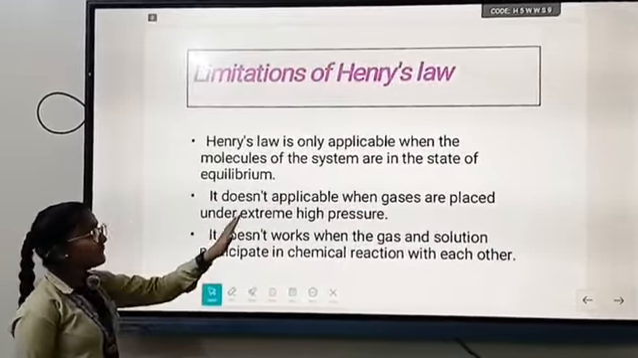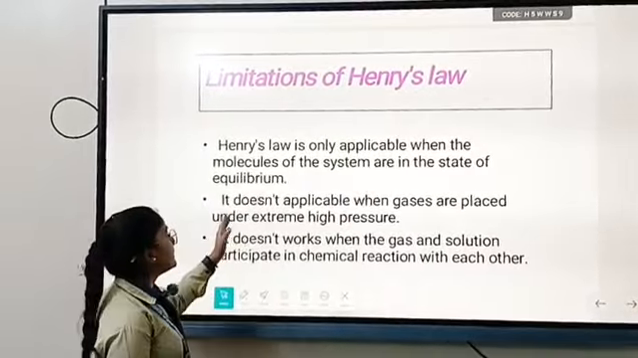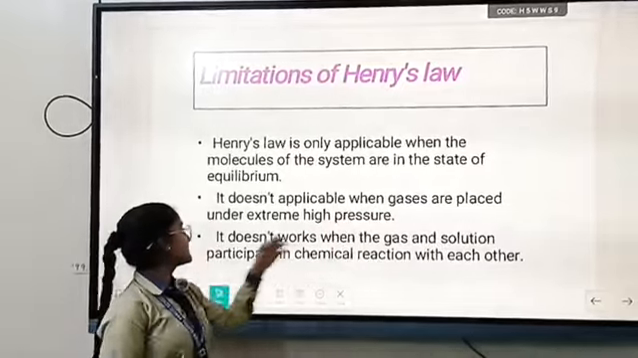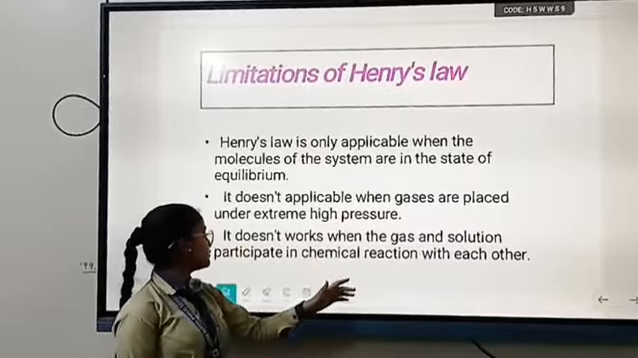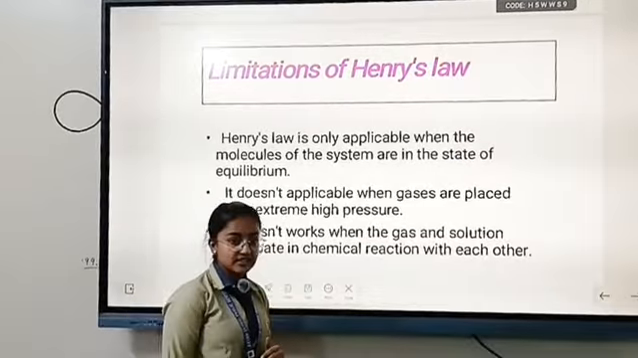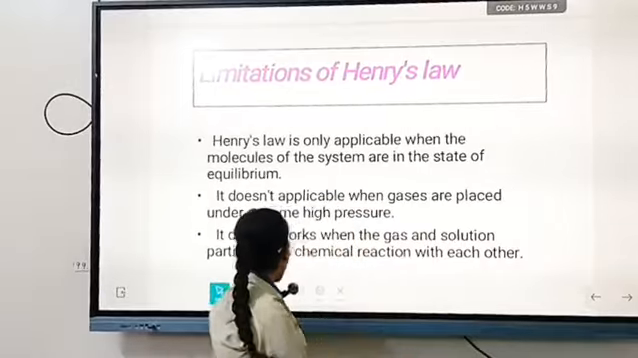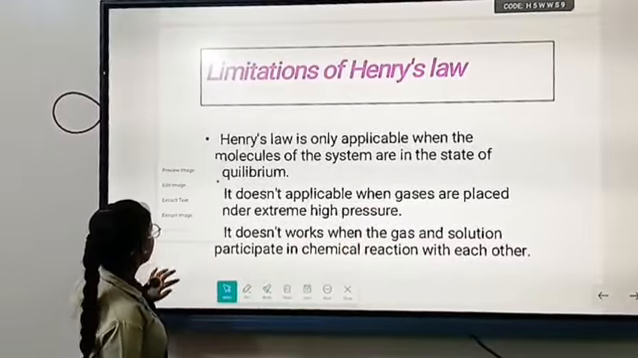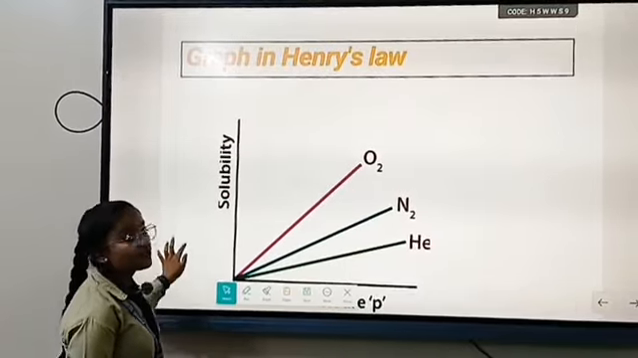Henry's law is only applicable when the molecules of the system are in a state of equilibrium. It isn't applicable when gases are placed under extremely high pressure. It doesn't work when the gas and solution participate in chemical reactions with each other, because it only applies to physical dissolution.